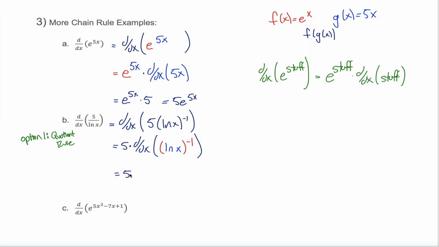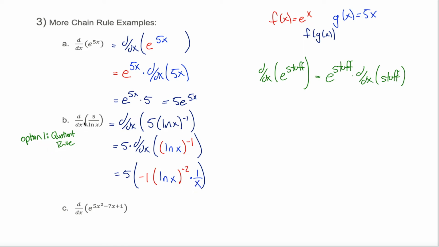We'll leave the 5 completely alone. Then we'll take the derivative of the red layer, so bring the negative 1 down in front, and then subtract 1 from that exponent. That's the end of the red layer, but the red layer has to be evaluated at the blue layer. In other words, you leave the natural log of x stuff completely alone, and then you multiply by the derivative of that blue stuff. The derivative of natural log of x is 1 over x.